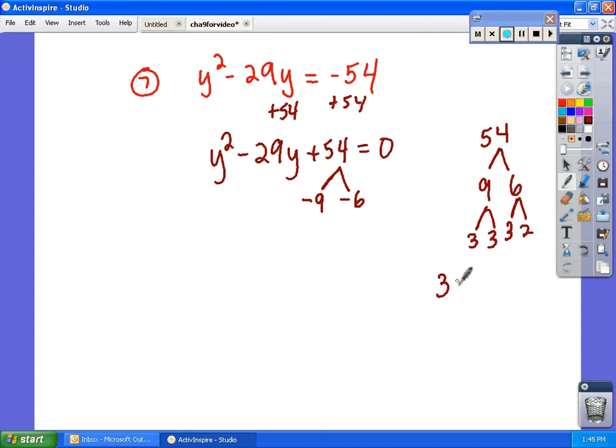So the prime factorization is 2 times 3 times 3 times 3. Now if I take different combinations of these numbers, I'll find the factors. And remember, both of them have to be negative. So I could take all of those, 3 times 3 times 3, and get 27. And I get times 2.